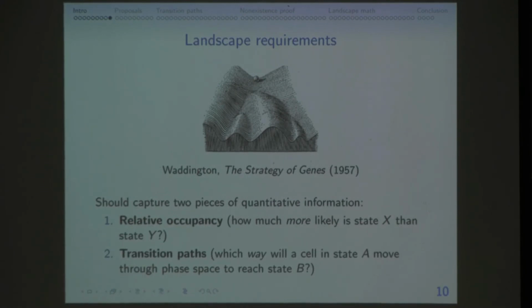And if you think about the metaphor, if you really think about it, I think there's two main things that such a surface should tell you. The first thing it should tell you is the size and depth of the wells should somehow reflect the relative likelihood of ending up as this kind of cell or that kind of cell.